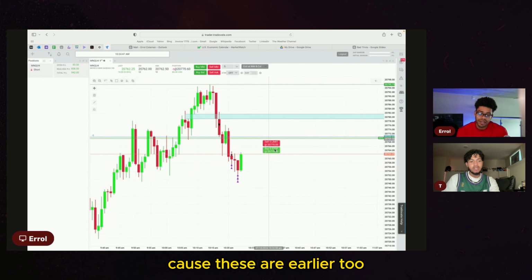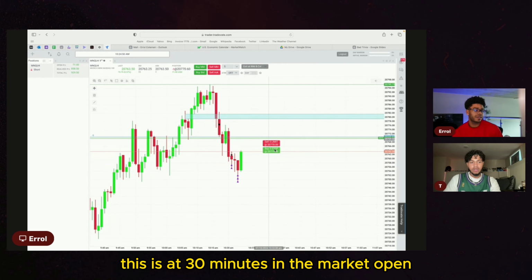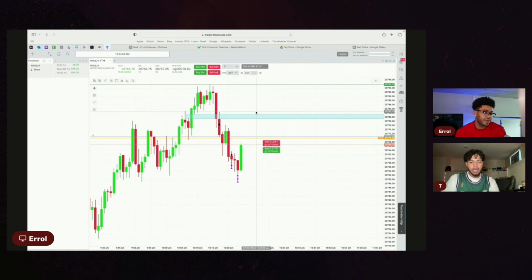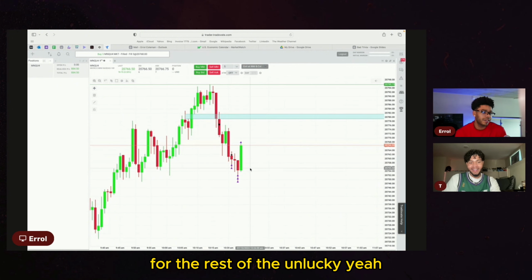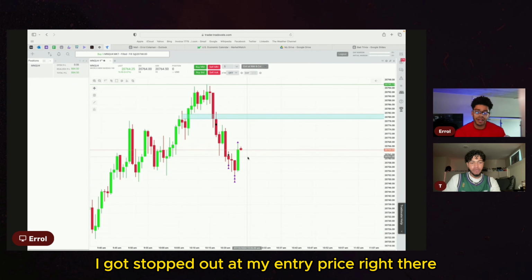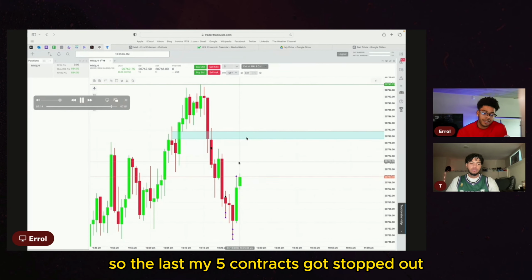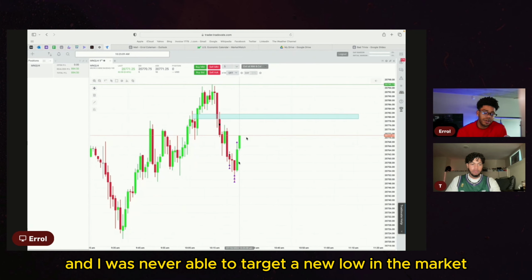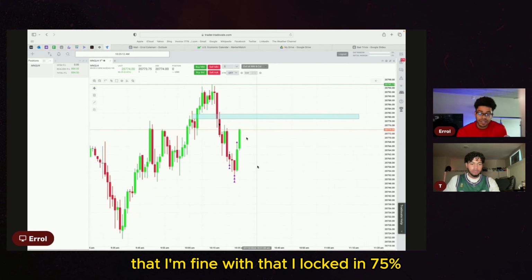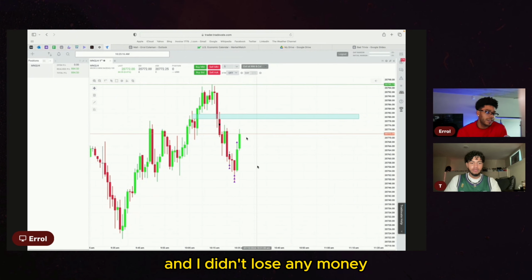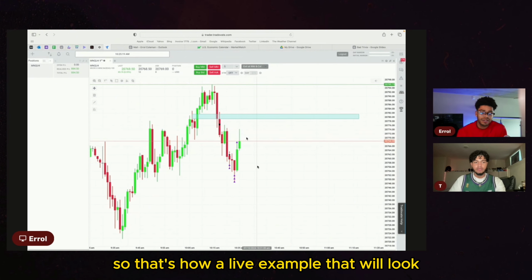Because these are a little earlier too. I mean, this is 30 minutes into the market open, so for it to stay in that range for the rest of the day would be unlucky. Yeah. So you can see right here, I got stopped out at my entry price. The last of my 5 contracts got stopped out, and I was never able to target a new low in the market. I'm fine with that. I locked in 75%, and I didn't lose any money on those contracts by sitting in it. So that's how a live example will look.